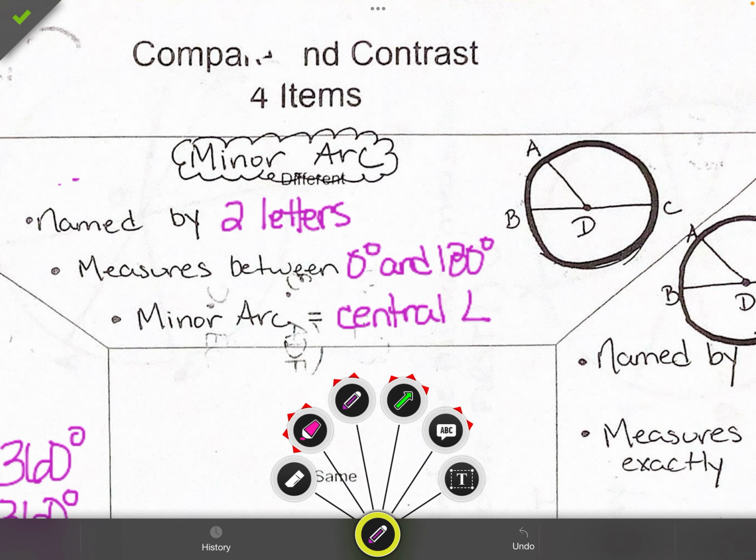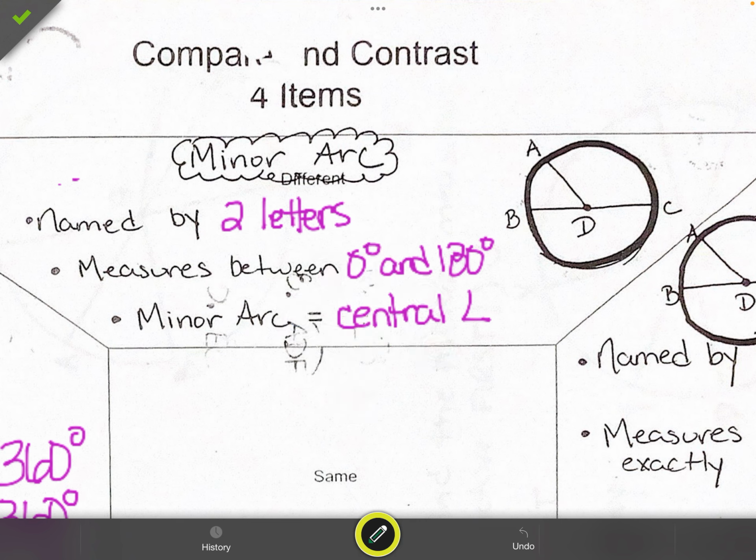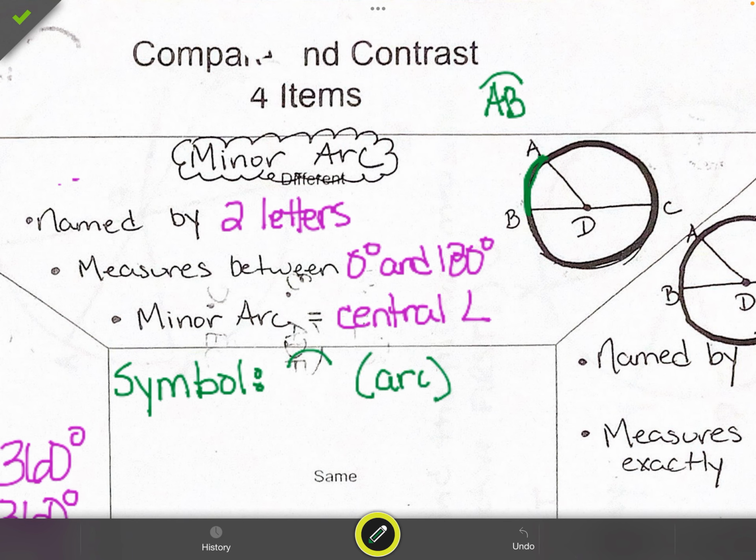So if I look at my picture over here, a minor arc, an example would be this piece from A to B. Remember, arcs are the curved part of our circle. And so we would call that arc AB. That is our symbol for arc. Okay, so in this middle box, let's write symbol. The symbol for arc is, I say, it looks like an eyebrow. So arc AB. Now you could reverse it and call it arc BA. That's the same thing. But it's measured between 0 and 180.